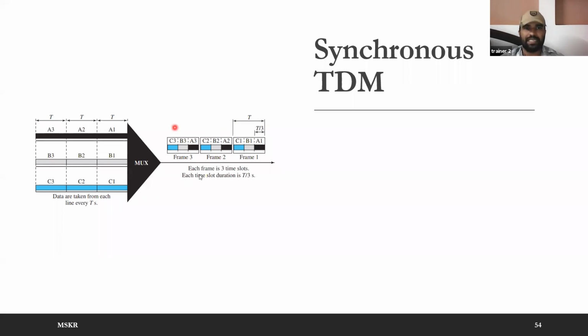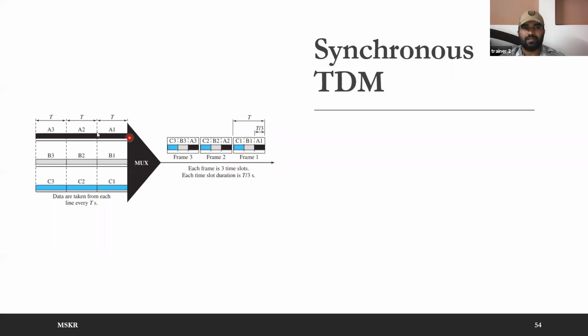As you can see here, every frame will have multiple slots. The number of slots in each frame depends on how many users there are. So if the multiplexer is combining 10 people's signals, the frame must have 10 slots, and every slot is reserved for one user. In every frame, the first slot is reserved for user 1, that is A, the second slot is reserved for user 2, that is B, and the third slot is reserved for user 3, that is C.